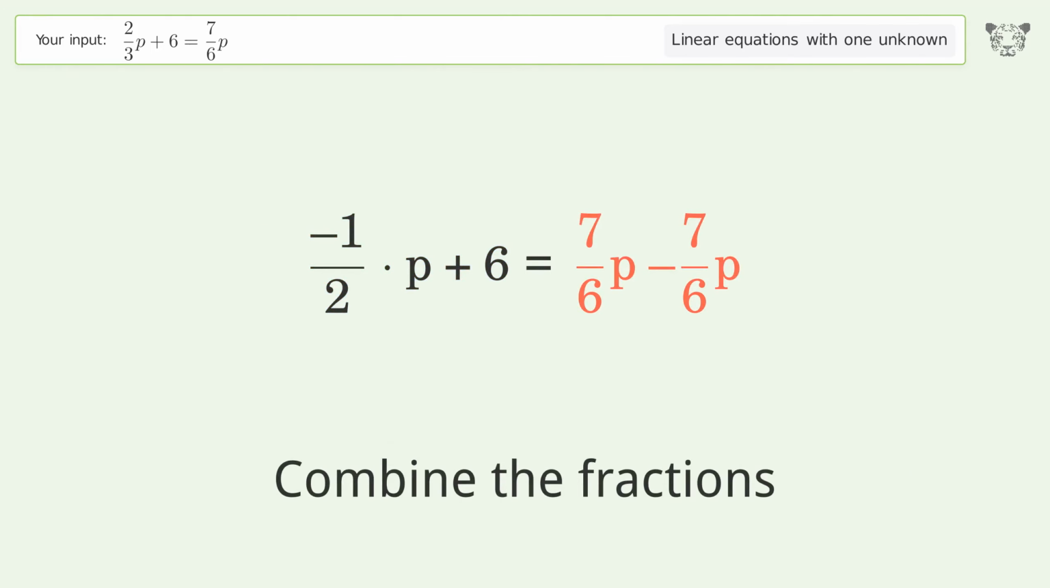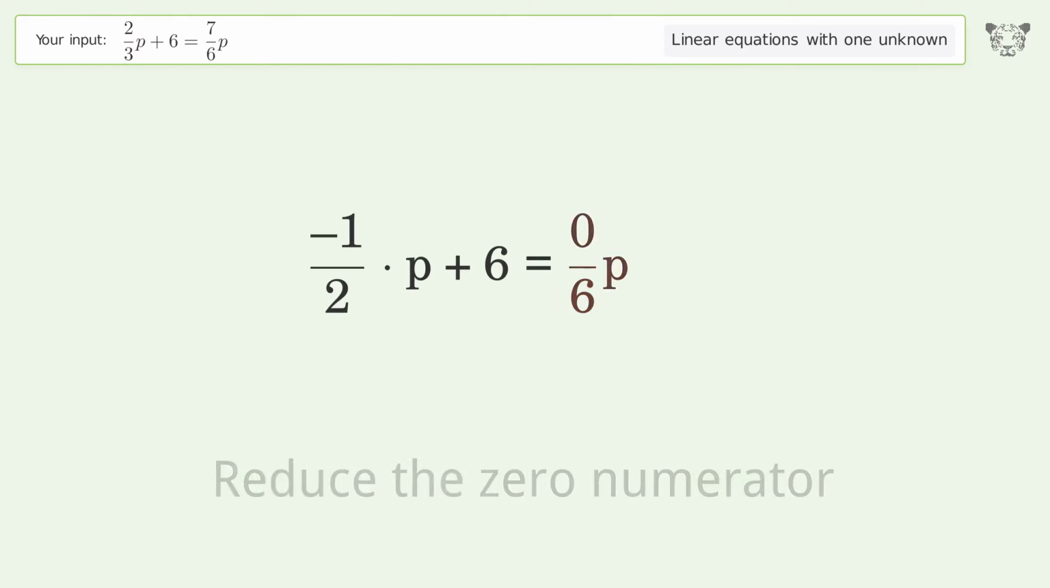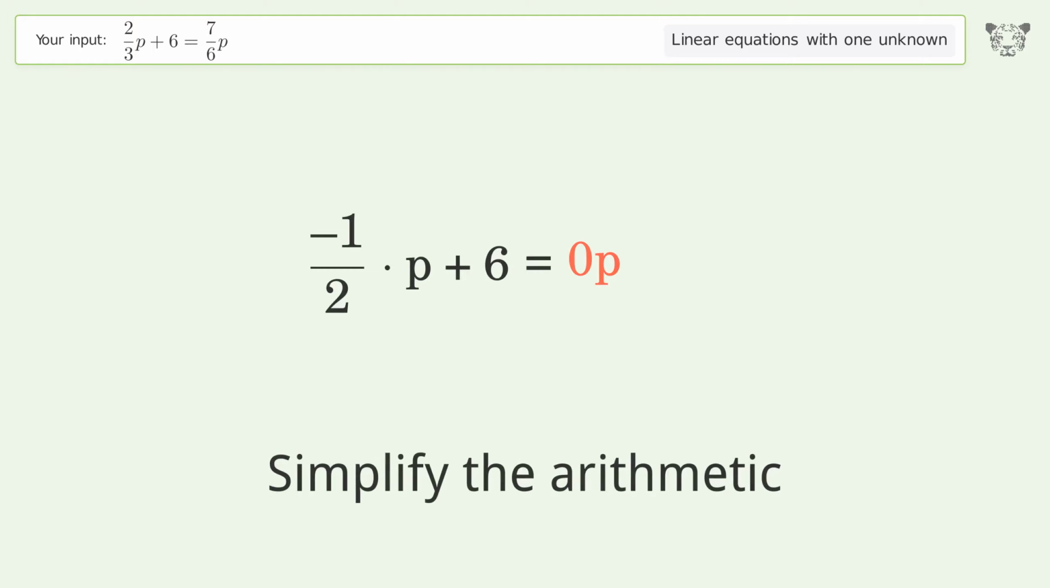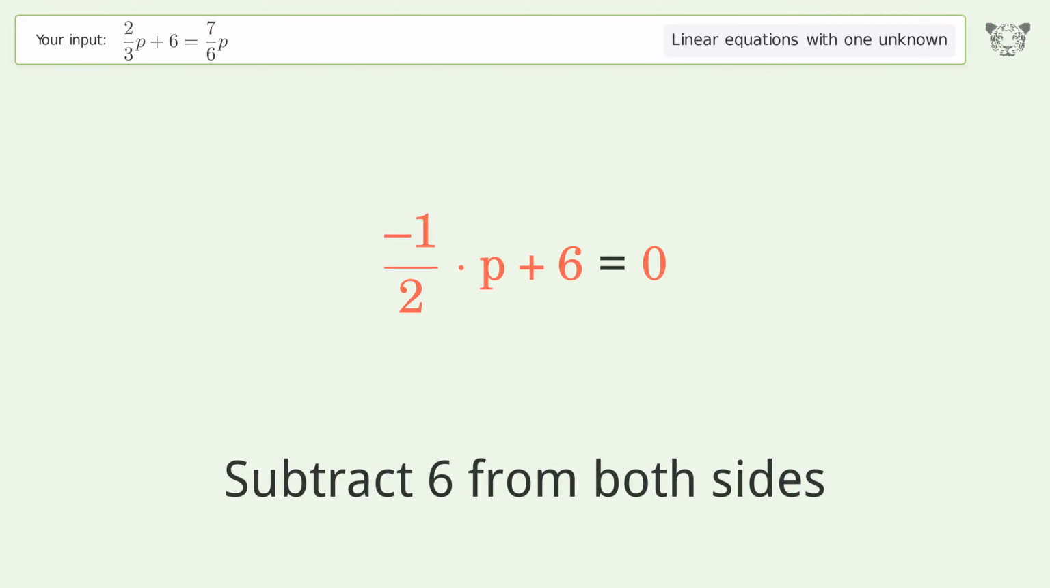Combine the fractions. Combine the numerators. Reduce the zero numerator. Simplify the arithmetic. Group all constants on the right side of the equation. Subtract 6 from both sides.